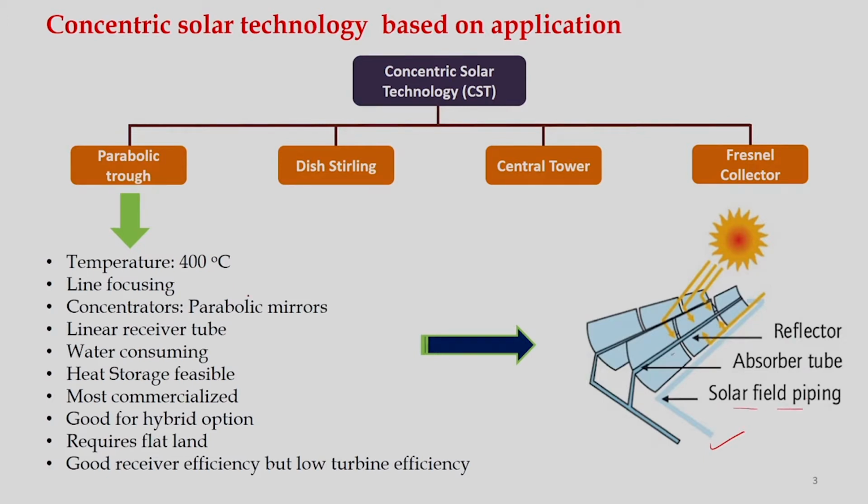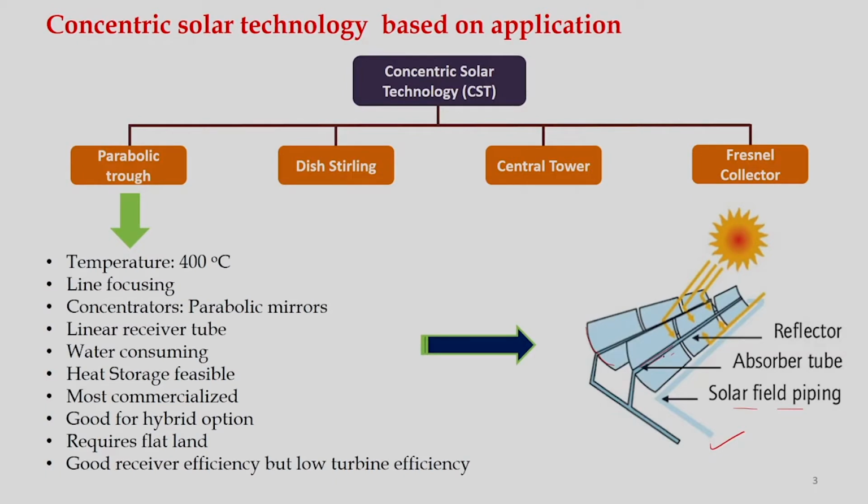Okay? And if we apply this kind of technology, we can get a fluid temperature of about 400 degrees C. And this kind of device uses a line focusing system. The concentrators are parabolic mirrors. As you can see, these are the concentrators, these are parabolic mirrors, and these are the linear receiver tubes. And this kind of system consumes a lot of water, because sometimes water is also used as heat transfer fluid.